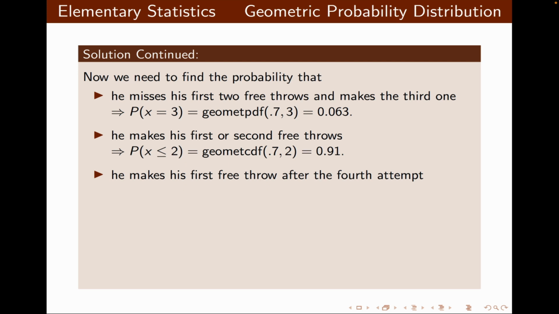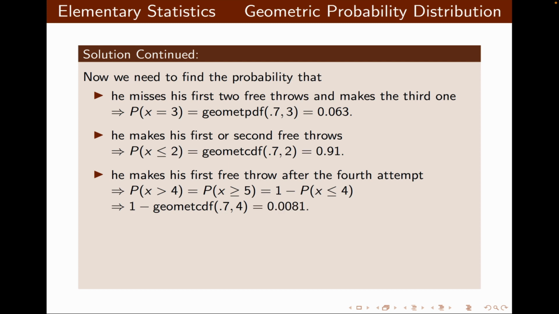To find the probability that he makes his first free throw after the fourth attempt, this basically means that we need to find the probability that x is greater than 4. If x is greater than 4, then x has to be greater than or equal to 5. Here, we're going to use the complement rule. We're going to take away the probability that x is less than or equal to 4 from the total probability 1. And that would be 1 minus geometcdf. And the answer for that is 0.0081.